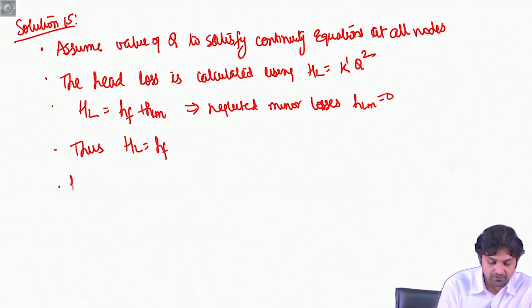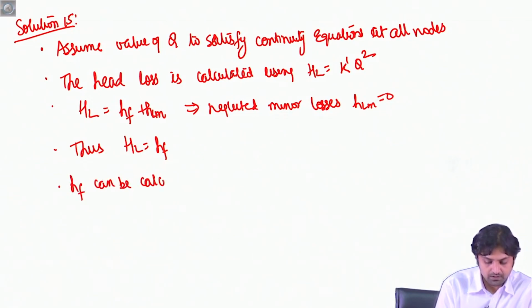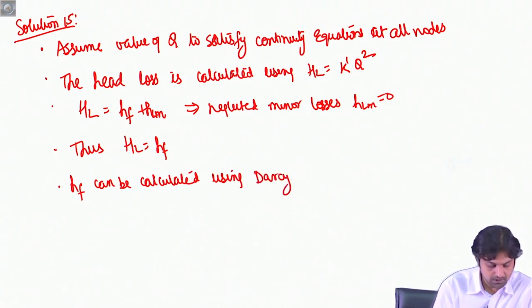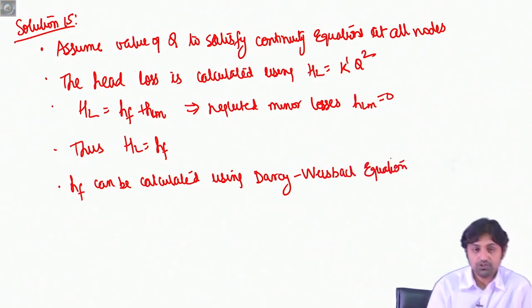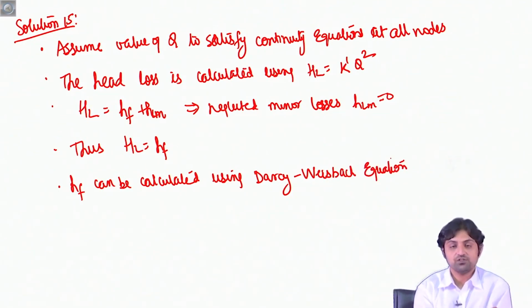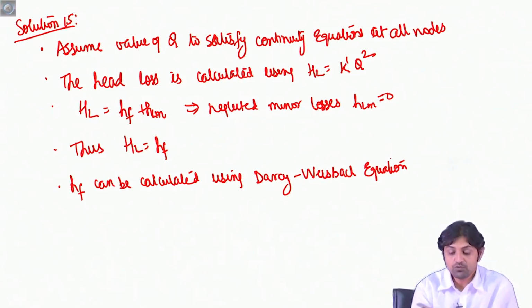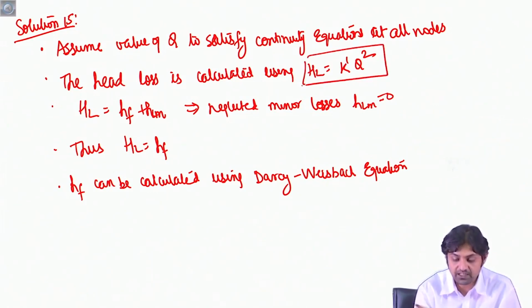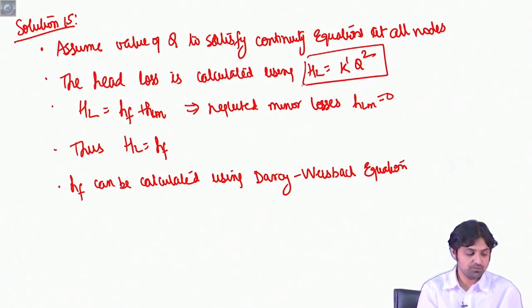Now, this HF can be calculated using the Darcy-Weisbach equation. How? Using the Darcy-Weisbach equation, our idea is to arrive at a suitable Q in terms of a suitable K. We want to arrive at something like this, so that for each of the pipes we can do that, because they are not changing that much.